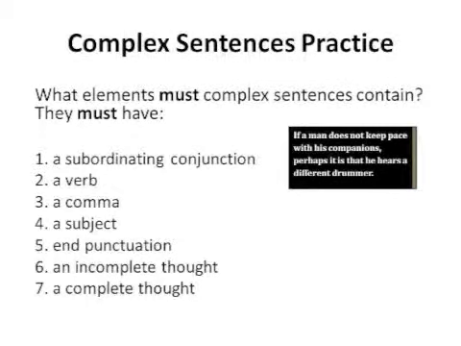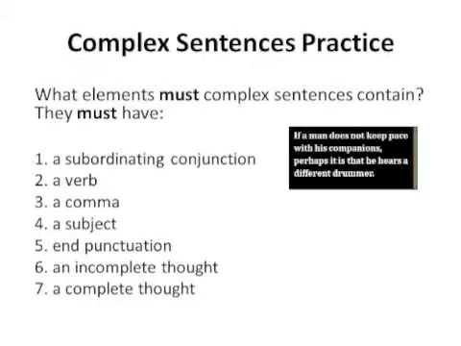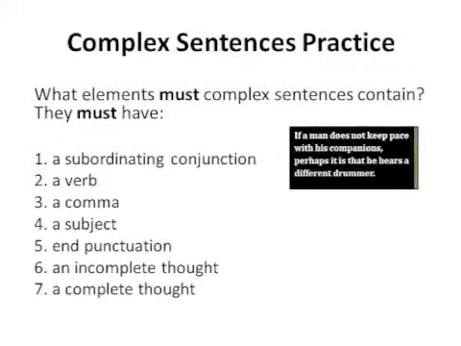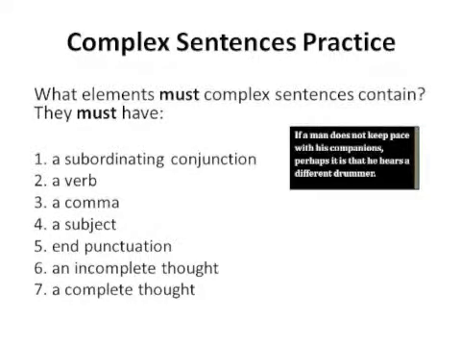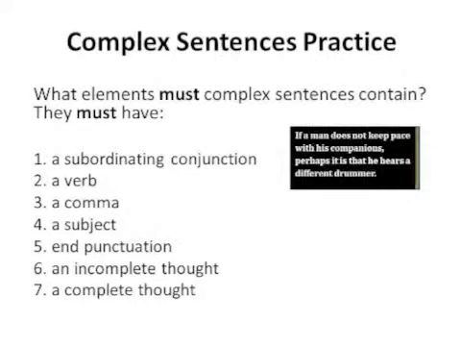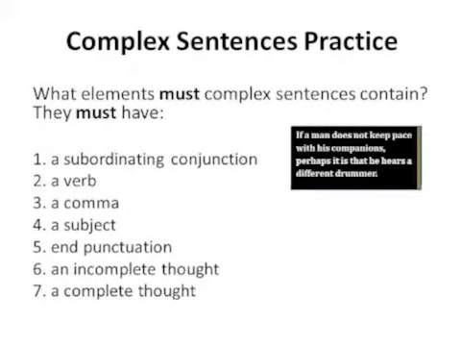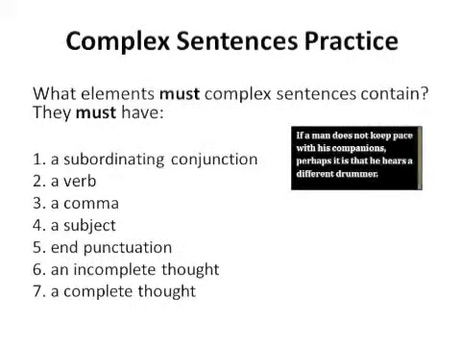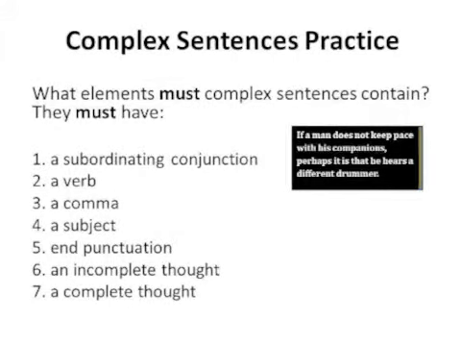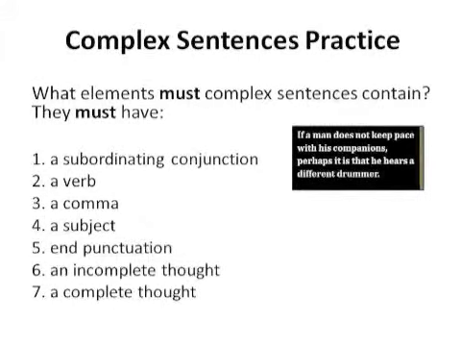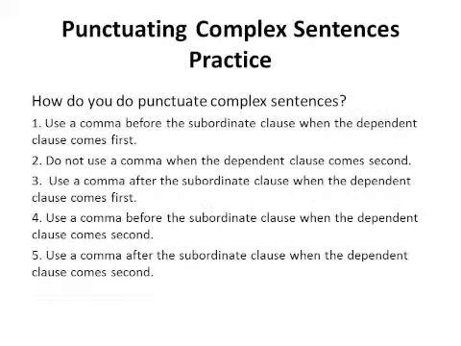Like the previous example, the elements have everything except number 3. They must have all the rest. They have a comma only when the dependent clause comes first, as in the example shown in the slide. Do you remember the first 3 rules?